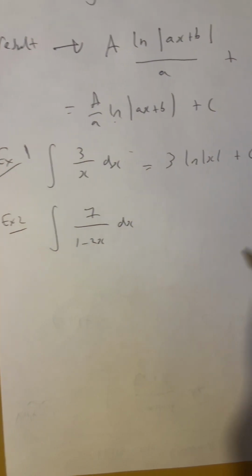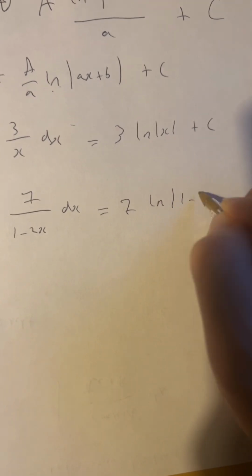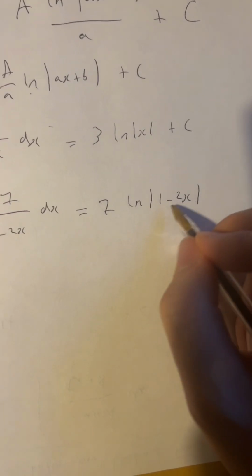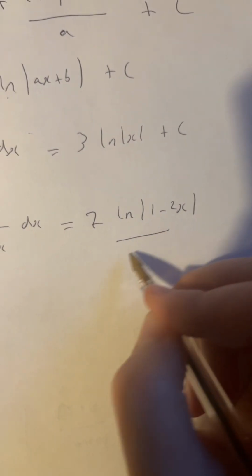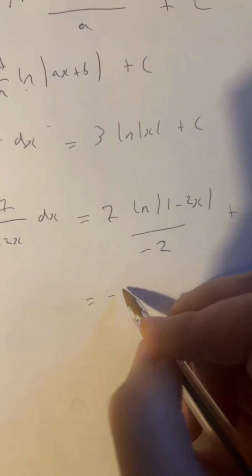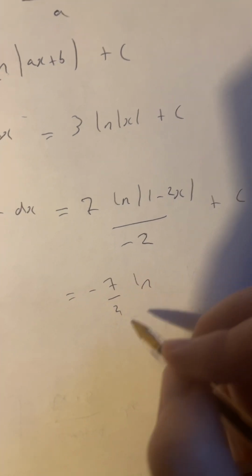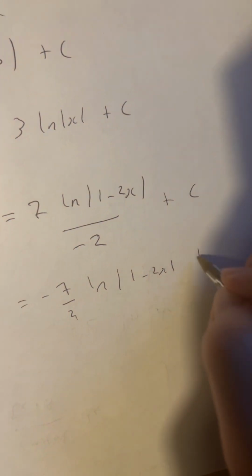Another one, integrating something like this. This is going to be 7 and then ln modulus of 1 minus 2x. But we've got to divide by this minus 2 because when we differentiate 1 minus 2x, we get minus 2. So divide by minus 2. Sorry, my handwriting's gone a bit weird there. So we get minus 7 over 2 and then ln, and that 2's gone horrible as well, ln modulus of 1 minus 2x plus c.